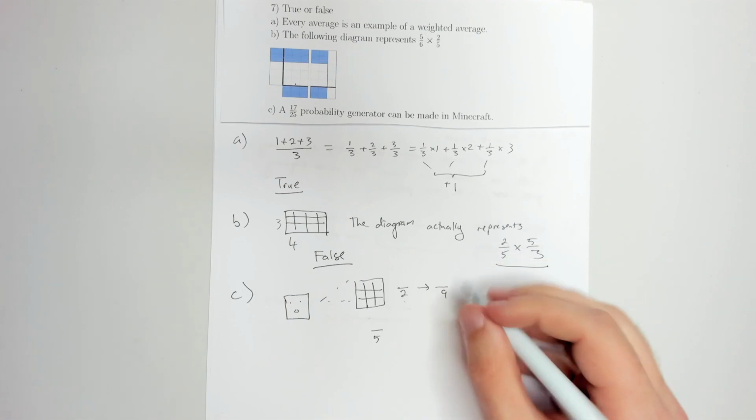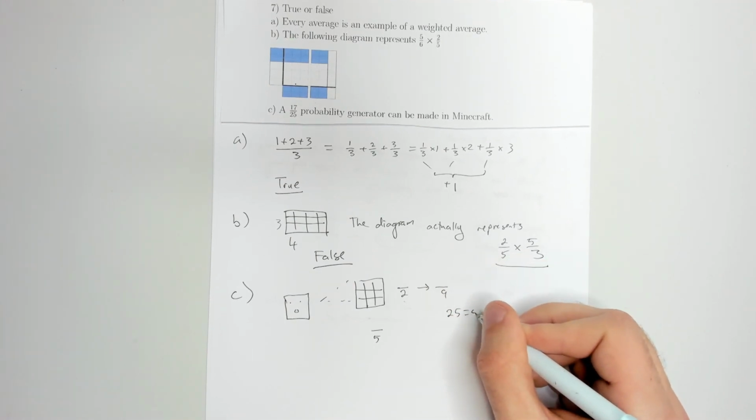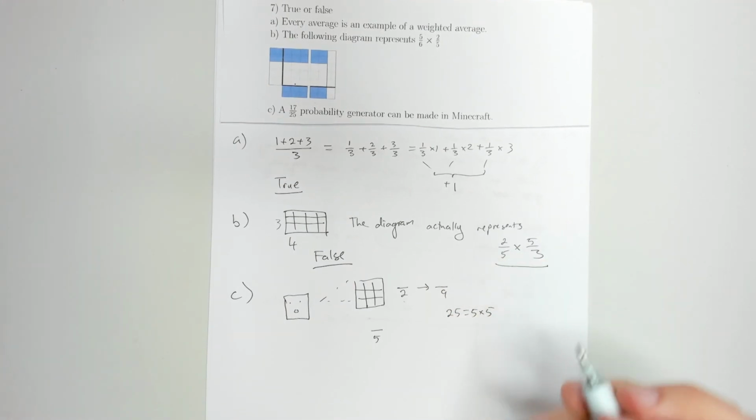And so to get 25, well, we need 5 times 5, right? So that means if we just do 2 probabilities out of 5, we will get our 25 in the denominator. However, for the numerator, can we get a 17?